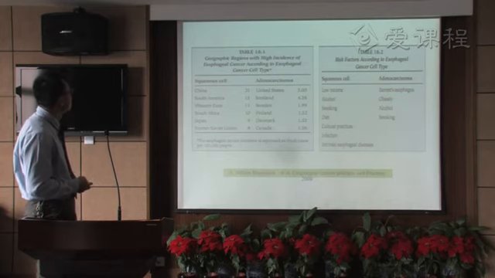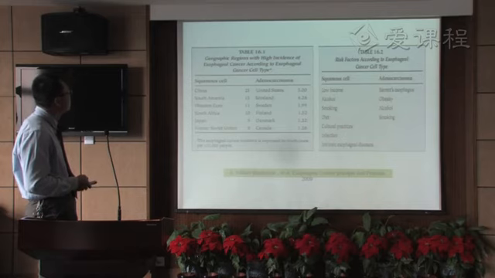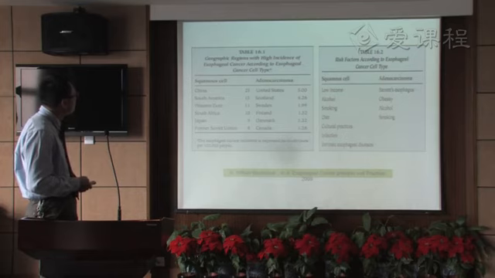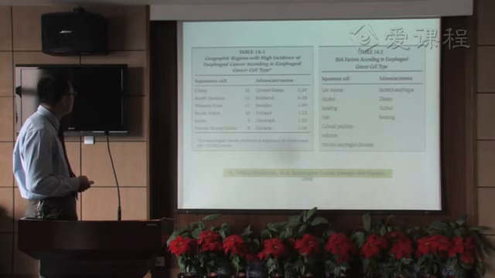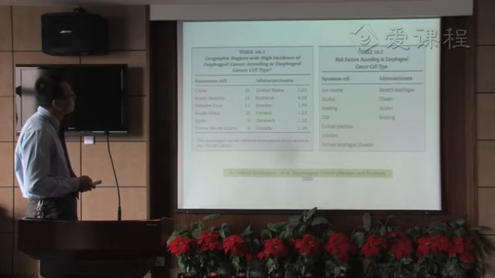Table 1 is about geographic regions with high incidence of esophageal cancer according to esophageal cancer cell type. Squamous cell: China 21, South America 13, and Western Europe 11, etc. And table 2 is risk factors according to esophageal cancer cell type.